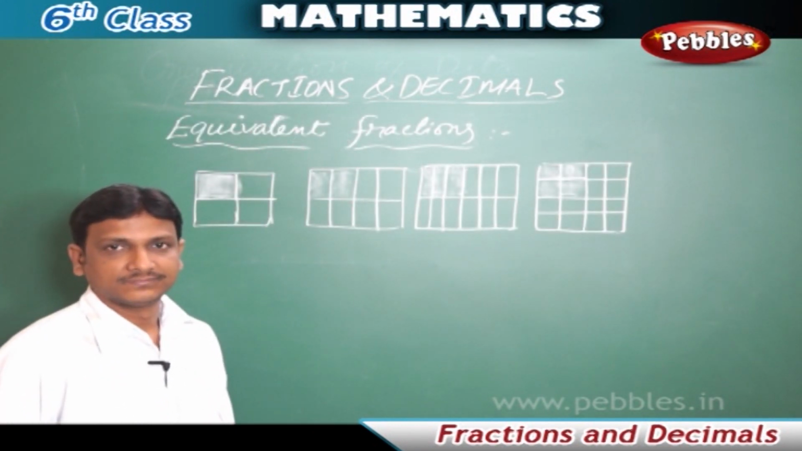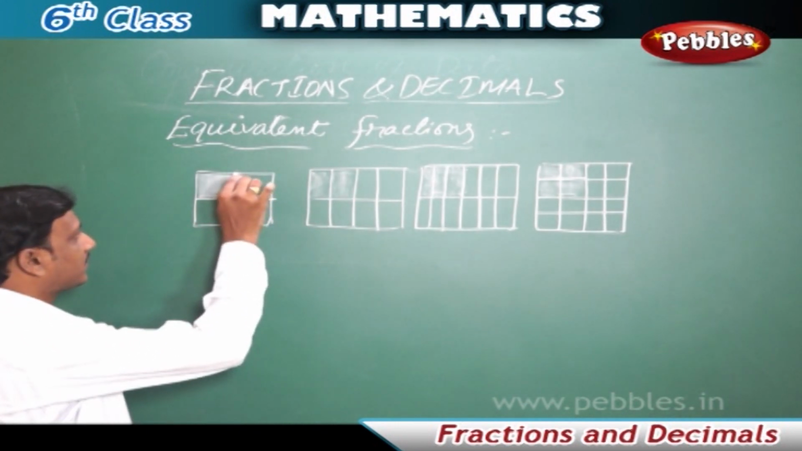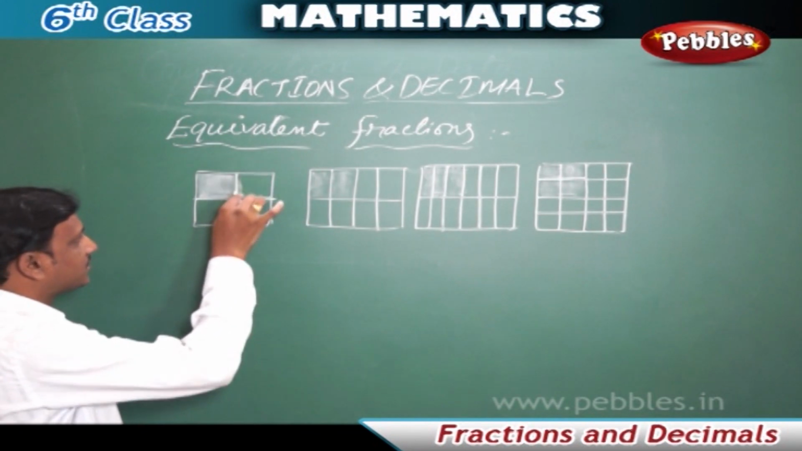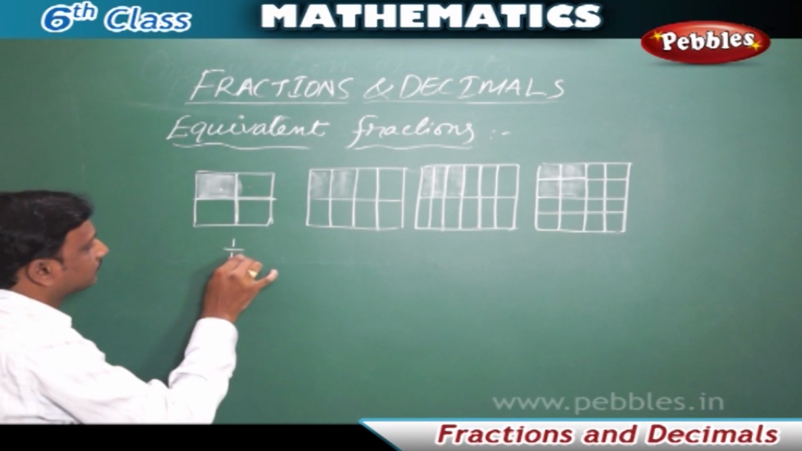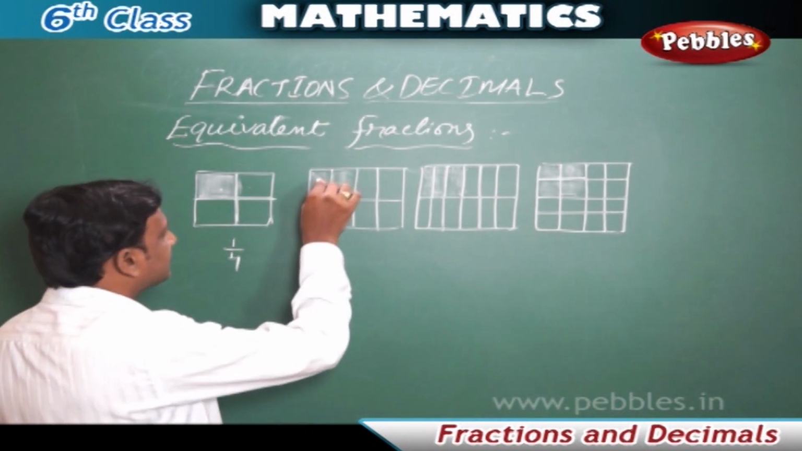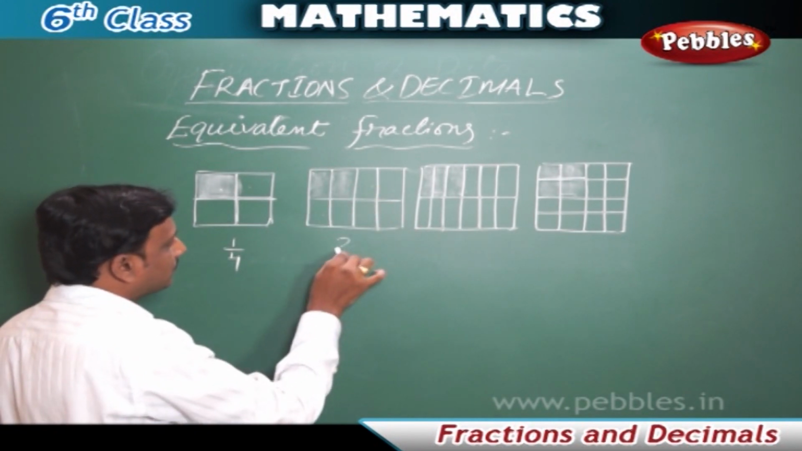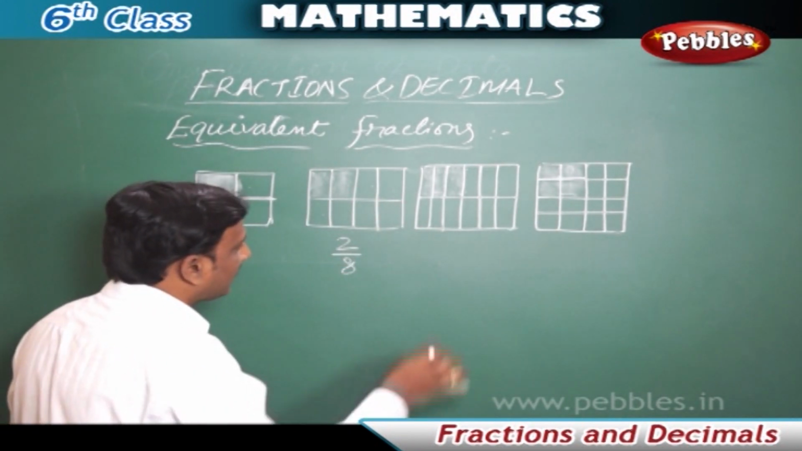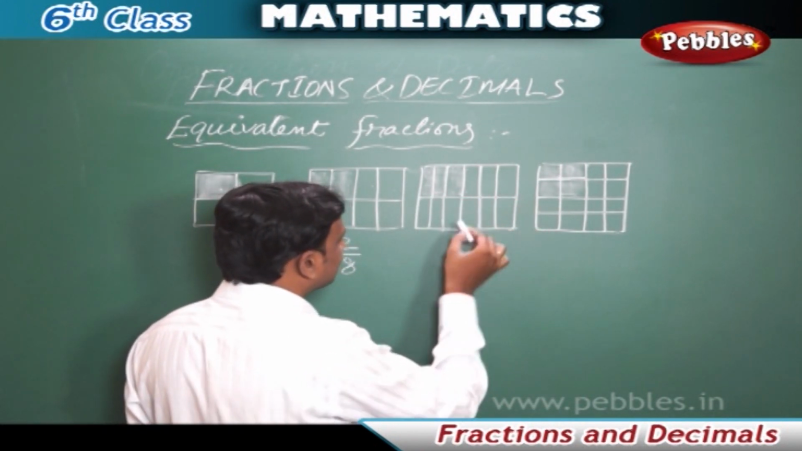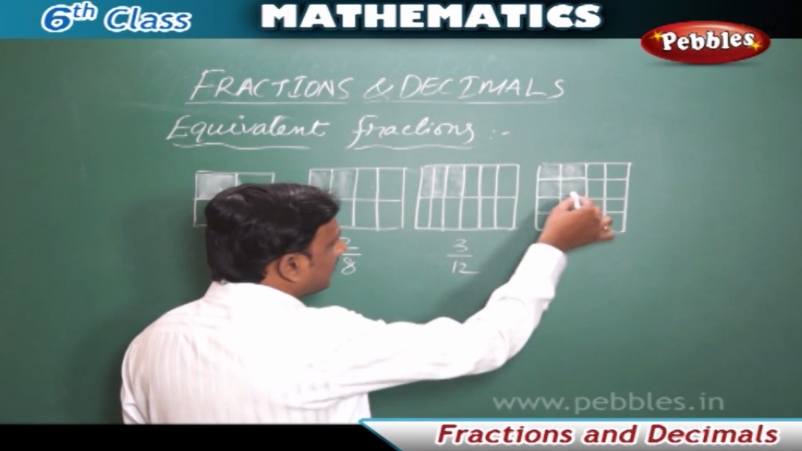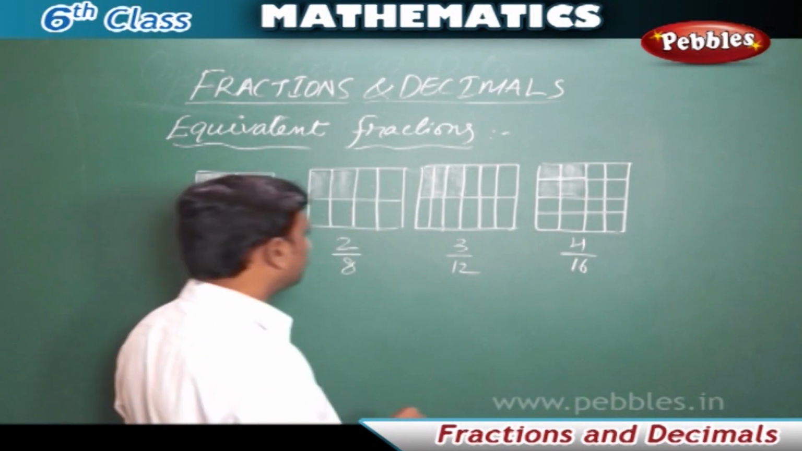Equivalent fractions. Here are the representations of some fractions. Let us see the first one. Here is a picture representing the fraction 1 by 4, 1/4, and here is a fraction with total 8 cells, 2/8, and here is a fraction with total number of cells 12, 3/12, and here is a fraction with total cells 16, 4/16.